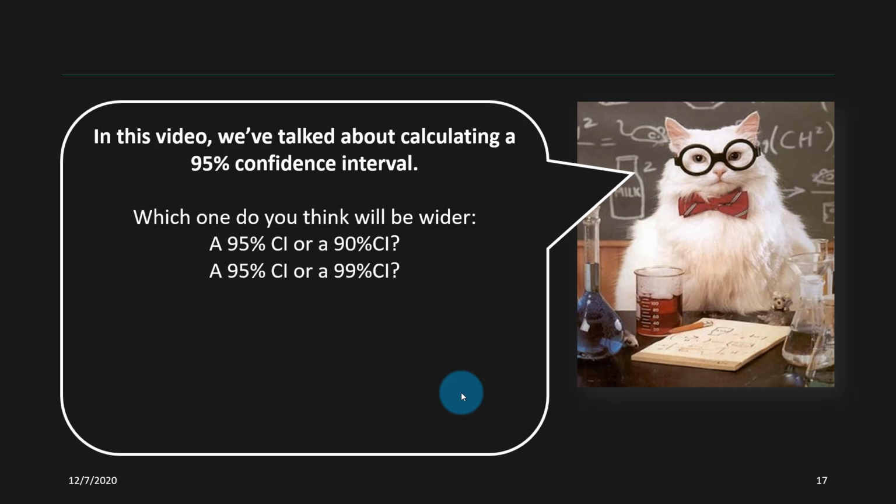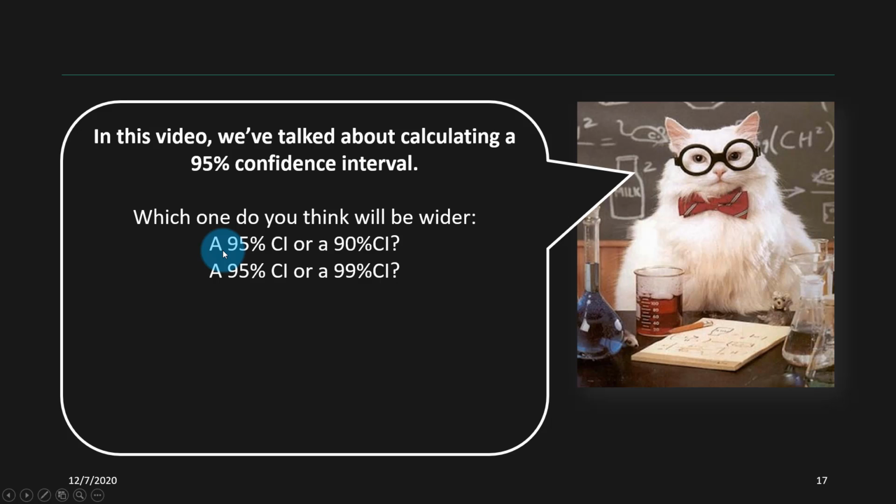So in this video, we've talked about calculating a 95% confidence interval. And I want you to take a second to think about which one is going to be wider, because we can actually calculate confidence intervals for any percentage that we want. But for now, let's consider three: a 90% confidence interval, a 95% confidence interval, and a 99% confidence interval. The 95% confidence interval separates the middle 95% from the extreme 5%. A 90% confidence interval similarly would separate the middle 90% from the extreme 10%. And a 99% confidence interval is going to separate the middle 99% from the extreme 1%.